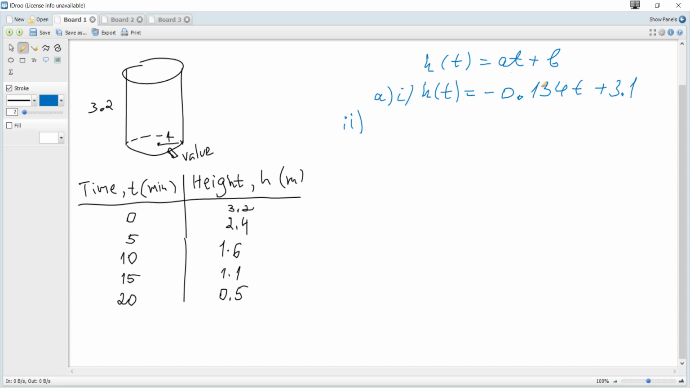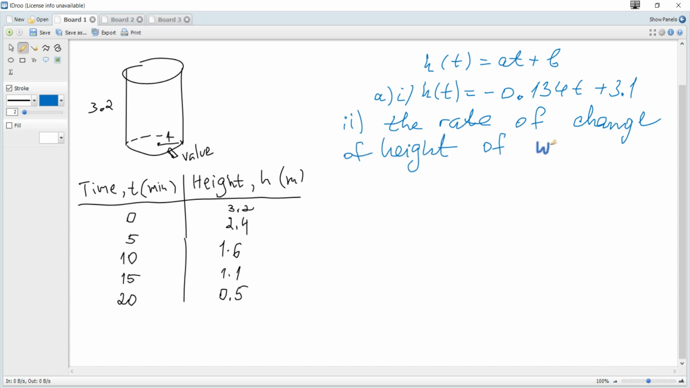Negative, it means decrease. So we can say that for every additional minute, because t is measured in minutes, height decreases by 0.134 meters. Or you may say that it means the rate of change of height of water in meters per minute.